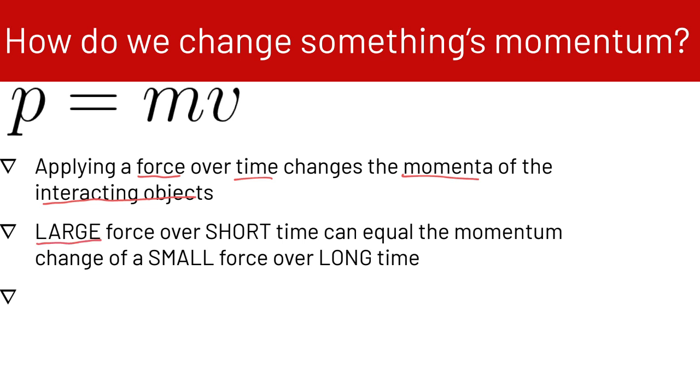A large force applied over a short time can change the momentum the same amount as a small force over a long time. You can imagine if you are trying to slow down a car, you can slam on the brakes. So we have a car here. The car is going very fast. You can slam on the brakes and slow it down in a short time, or you can gently apply the brakes and slow it down over a longer period of time. In the end, you're still slowing it down the same amount. You're just doing it over a different amount of time.